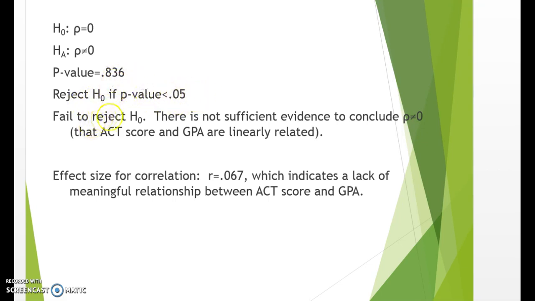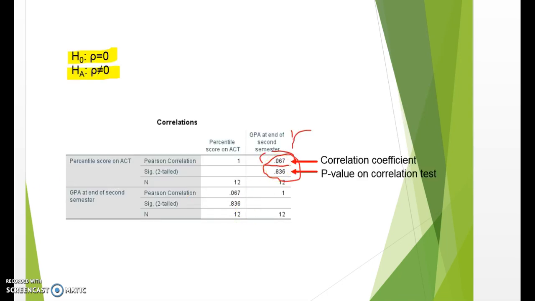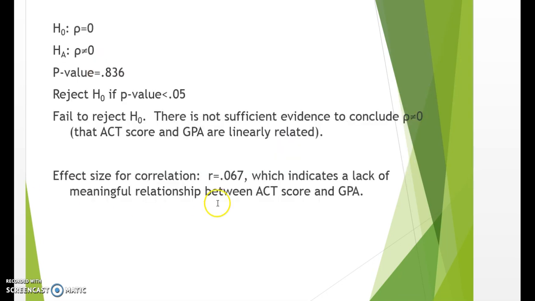In our case, we fail to reject null. There is not sufficient evidence to conclude that ACT score and GPA are linearly related. Effect size for correlation is going to be the r, which is this 0.067. So that indicates a lack of meaningful relationship between ACT score and GPA based on the guideline.